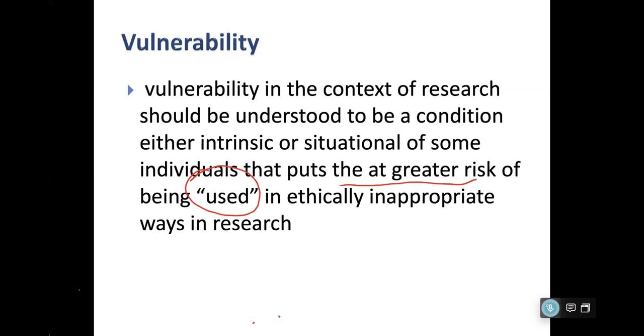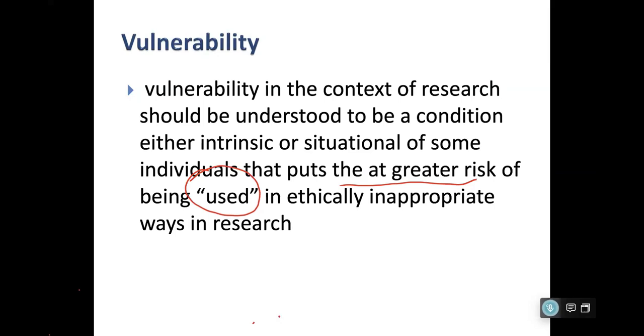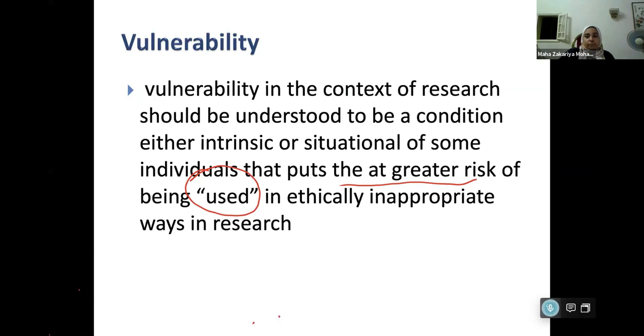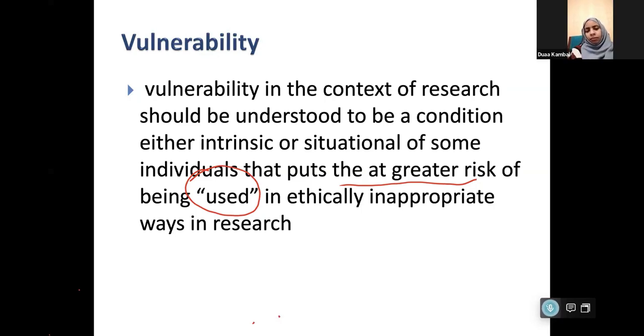What does that mean, being used? Like abuse? And what does that mean? Taking advantage of them. Okay, taking advantage. So how do we take advantage of people? Forcing them. Forcing them to do things against their will. Now, how do we force people to join research? Giving them wrong information, maybe misleading. Yes, right. Okay, good. Unclear information. Right.